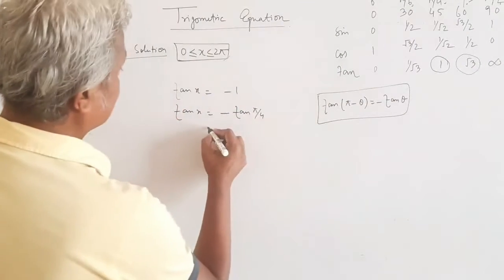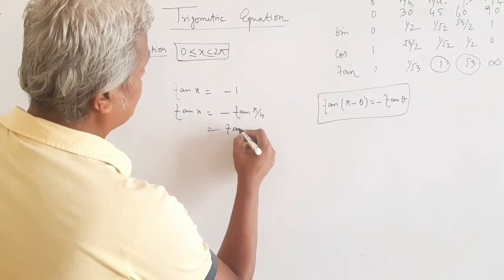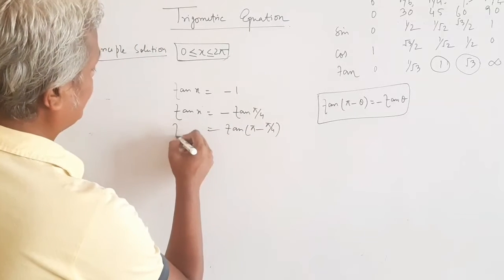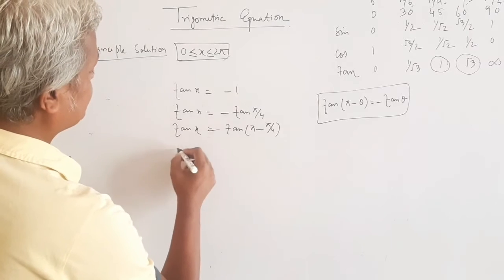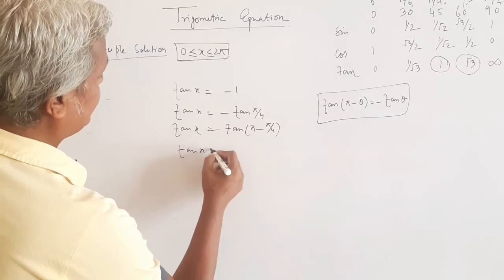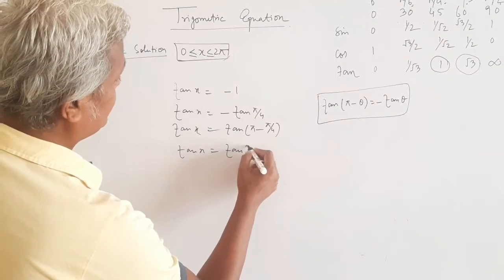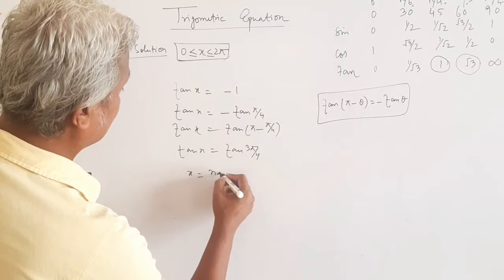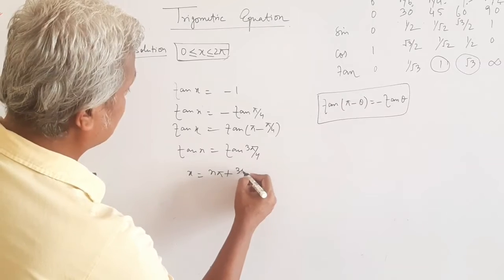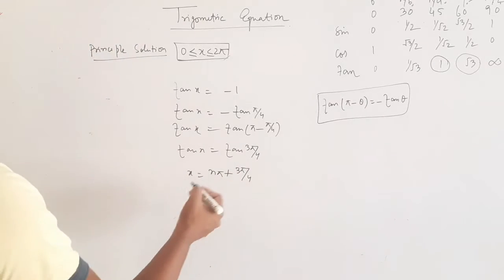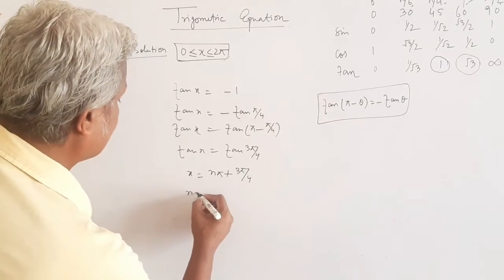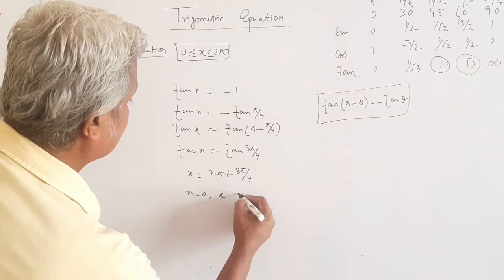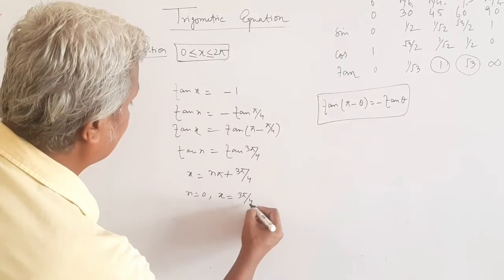Means this angle is nothing but tan of pi minus pi by 4. So we have tan x like this, then we write tan x is tan 3 pi by 4, x equal to n pi plus 3 pi by 4. Now put the value of n as 0 first.